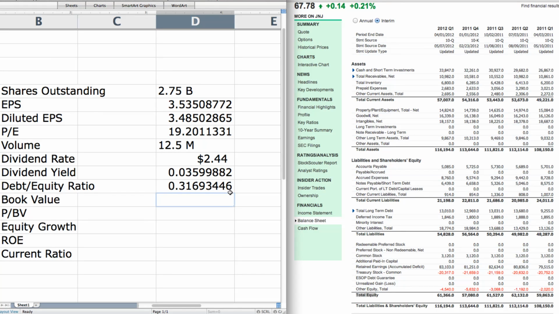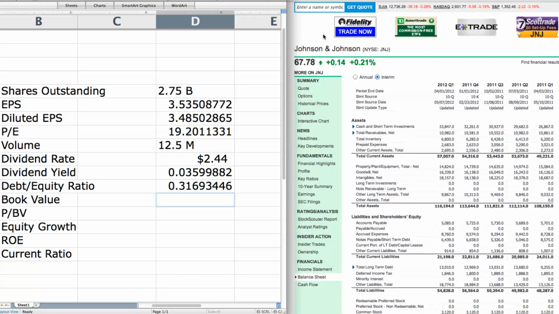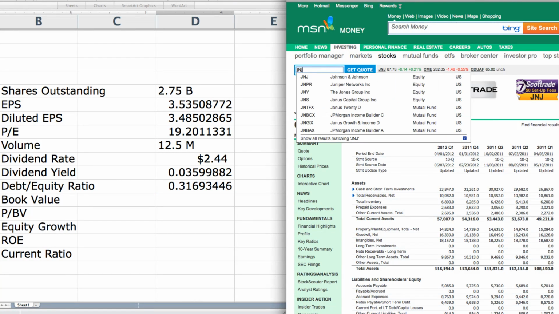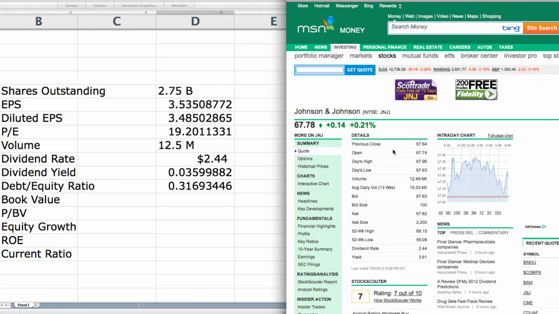So the next number is your book value. Now, the book value isn't calculated off the top level, or it's not displayed on the top level page. So let's go to the top level page.